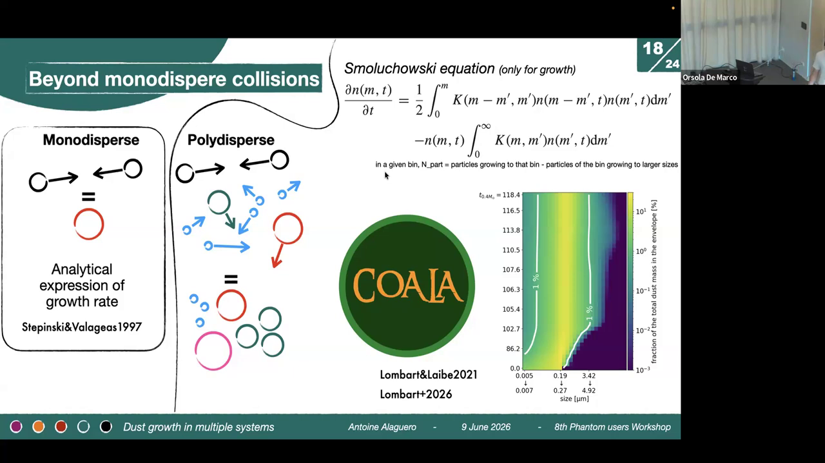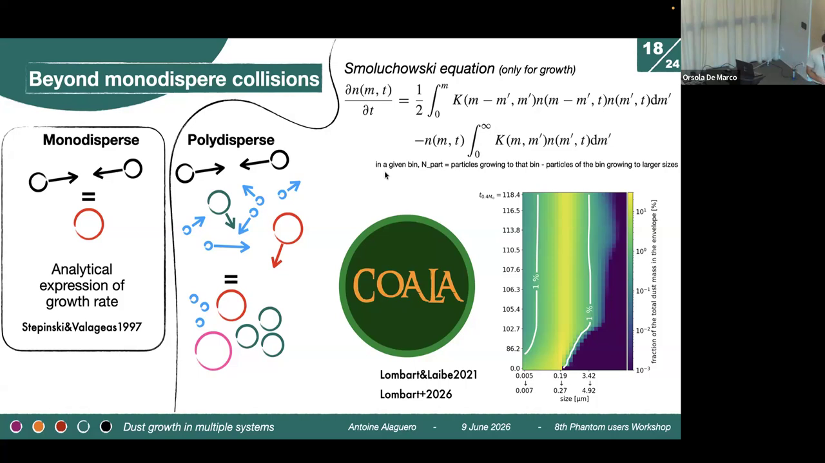But in reality, you have a whole distribution of grain sizes, and you would like to resolve the collisions between all of these grain sizes, with one collision not only giving you one output grain size, but also a distribution of grain sizes. This is what is called the polydisperse framework. And so to solve that, you would have to solve these very nice equations, which are, of course, not that easy to solve.